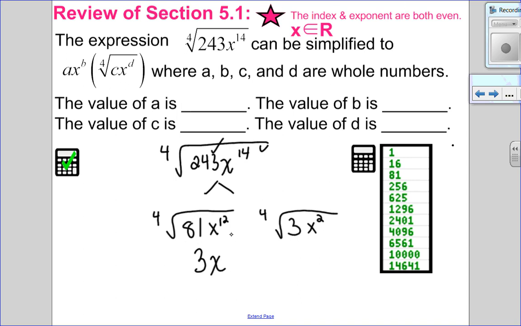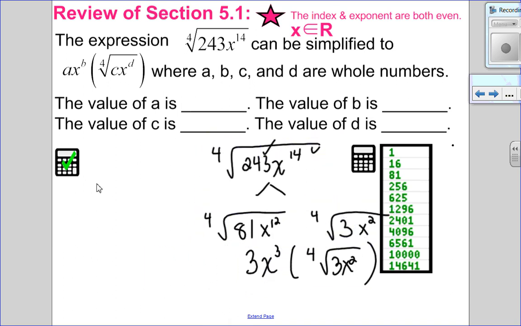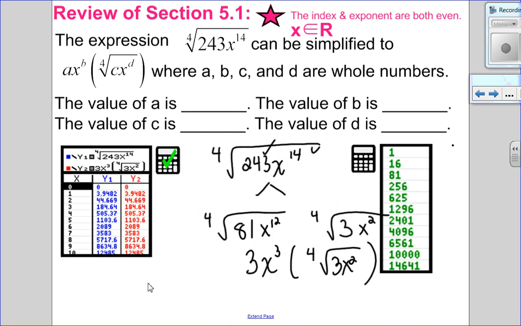The 4th root of x exponent 12, I do 12 divided by 4 is 3, and that will be multiplied by the fourth root of 3x squared. And then we're done. So let's put this into the calculator and check. Since I have variables, I want to check it in my table. So y1 goes the original, y2 goes my answer. I check in the table and I see I'm correct.